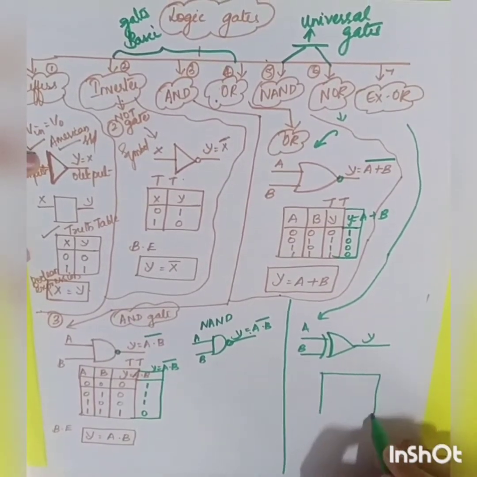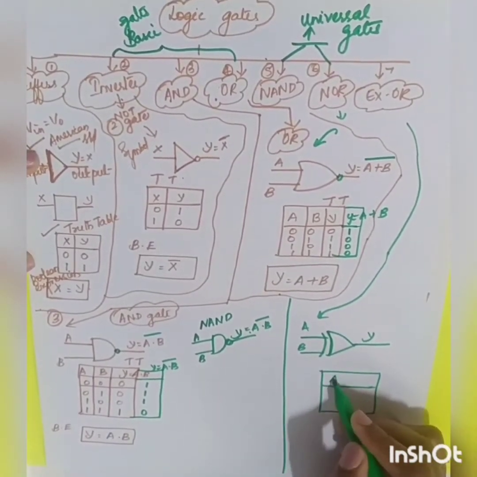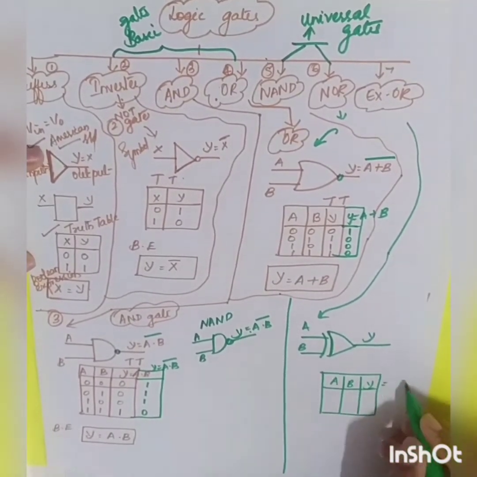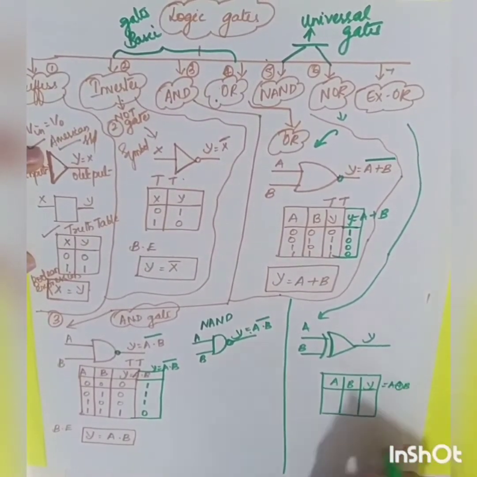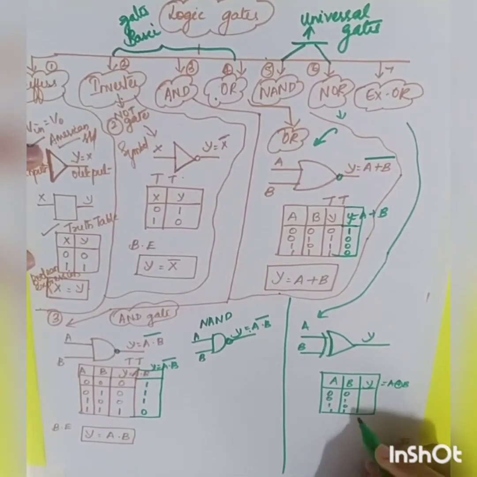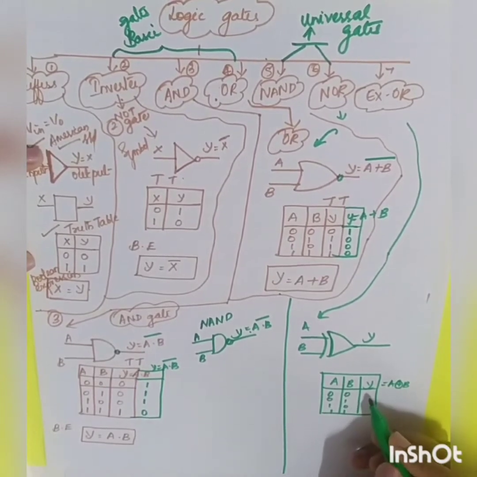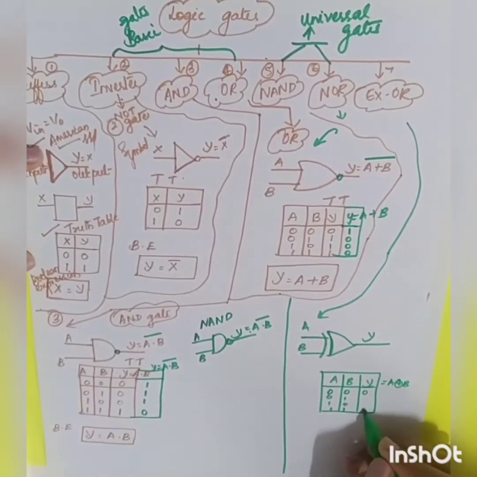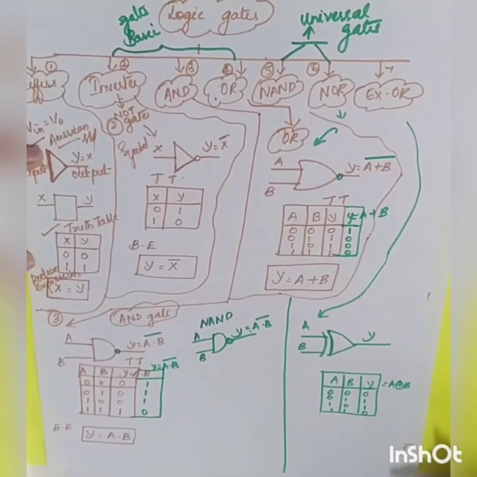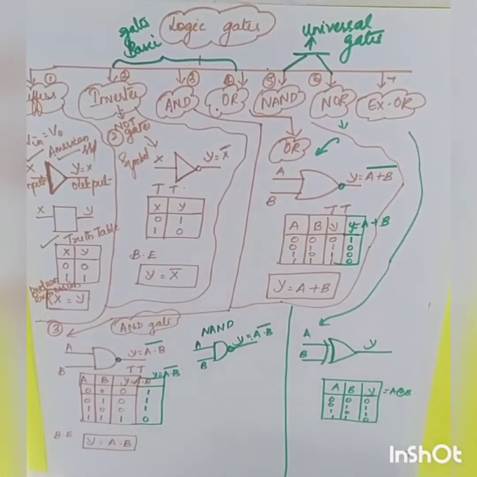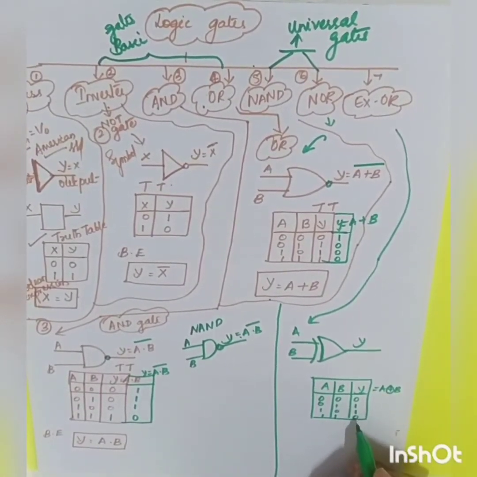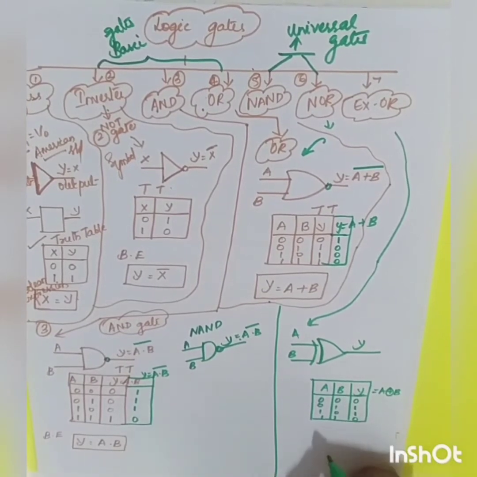The truth table is going to be A, B, Y is equal to A XOR B. 0 0, 0 1, 1 0, 1 1. In this case, if both the inputs are similar, your output is going to be 0. In the other two conditions, your output will be equal to 1. If both inputs are similar, 0 0 and 1 1, your output is going to be low. In the other two conditions, the output is going to be high.